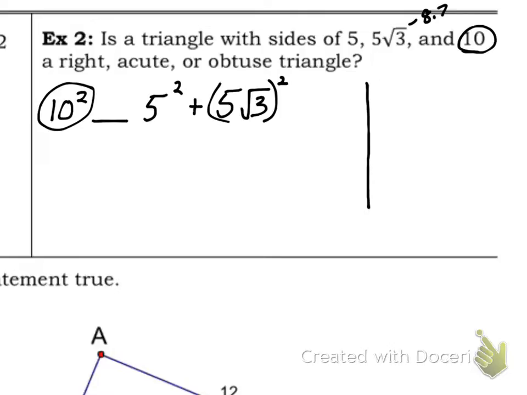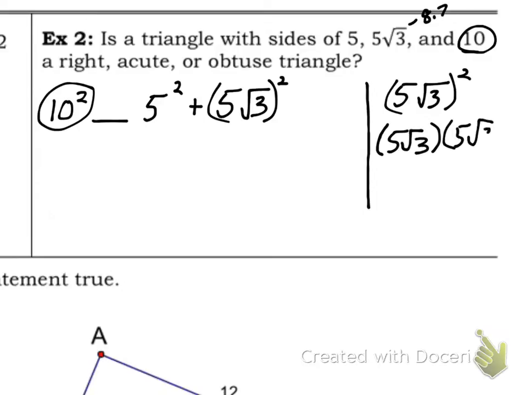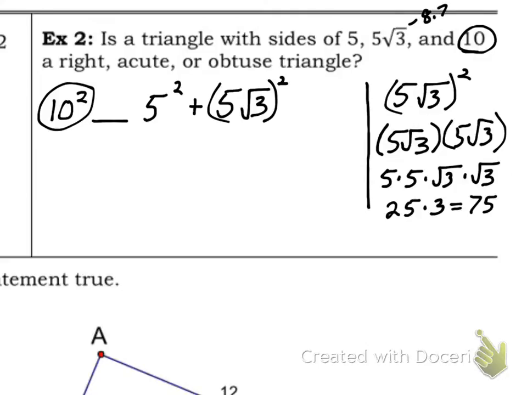Just a little side work for those of us struggling a little bit with this squaring process. Well, that's going to be 5 times 5, right? So think of this as being 5 square root of 3 times 5 square root of 3. Feel free not to write this down if you already know how to do it. I have 5 times square root of 3 times square root of 3. So 5 times 5 is 25. Square root of 3 times square root of 3 is 3. So that actually equals 75.